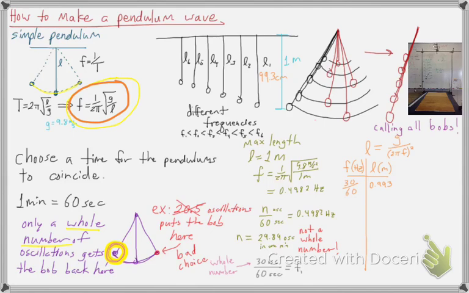Now, if we require our next pendulum to complete 31 oscillations in 60 seconds, that gives us a different frequency, and that gives us a different pendulum length, 93.0 centimeters. So carry that trend on, 32 oscillations for the next shortest one, so on and so forth, as many as you can fit in your apparatus, and you'll get cool wave effects, as long as you're careful to be consistent in how you measure pendulum length from axis of rotation to center of mass. Good luck.